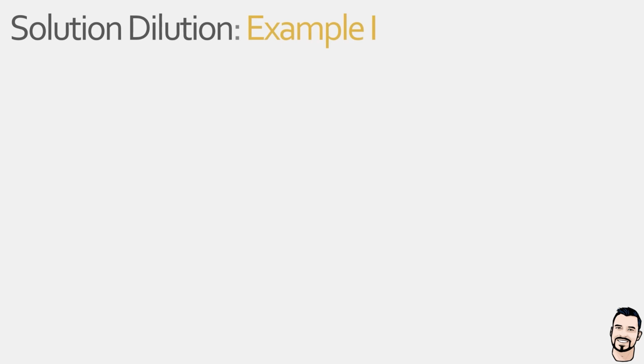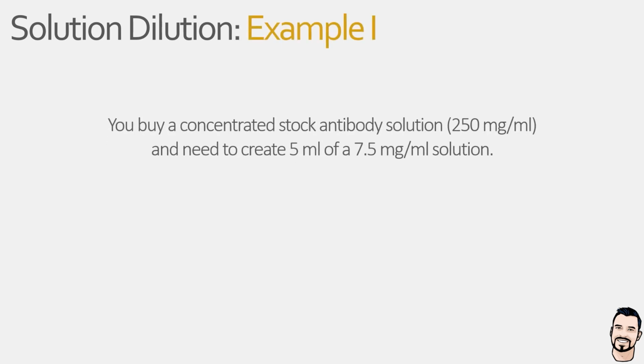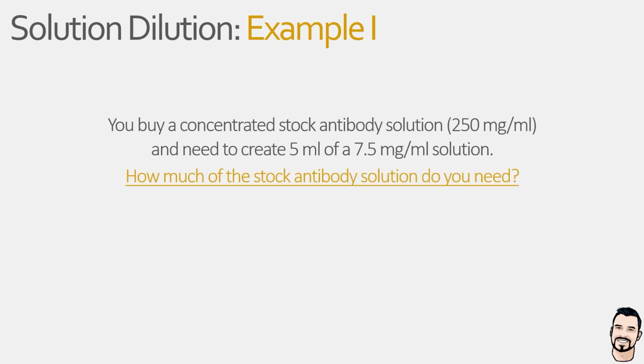In our first example, a student buys a concentrated solution of antibodies which has a concentration of 250 milligrams per milliliter. And for a particular experiment, they need to create a 7.5 milligram per milliliter solution, but they don't want to dilute the entire stock solution as they only need 5 mL at this concentration. The student therefore wants to know how much of the stock antibody solution do they need to create a 5 milliliter solution at 7.5 milligrams per milliliter.